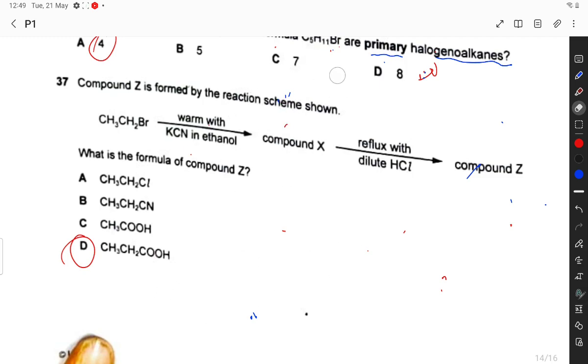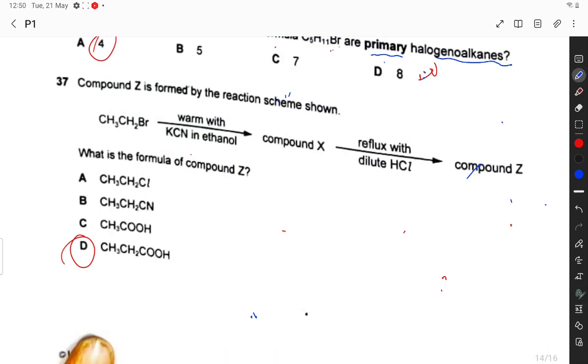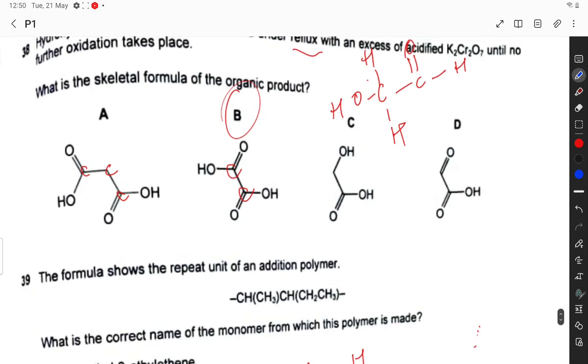Question number 37. Compound Z is formed by the reaction scheme shown. CH3CH2Br, cyanide in ethanol, CH3CH2CN is formed. Reflux with dilute HCl. Compound Z is CH3CH2COOH, propanoic acid, is formed. So this is not correct. This is ethanoic acid, which is not correct. CH3CH2, this compound is formed. So D option is correct.